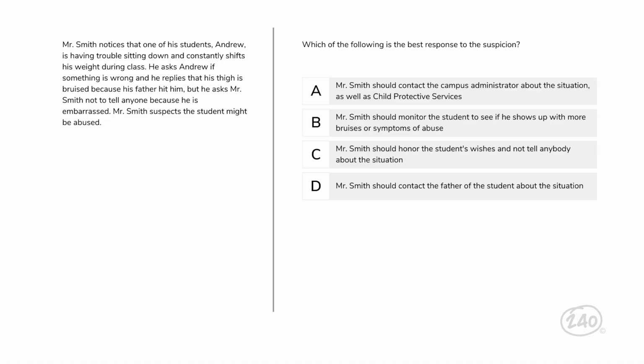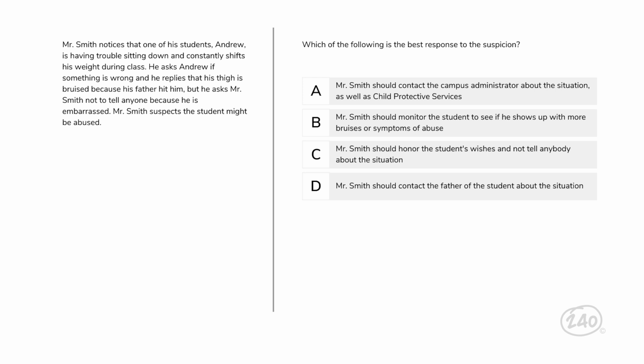Mr. Smith notices that one of his students, Andrew, is having trouble sitting down and constantly shifts his weight during class. He asks Andrew if something is wrong, and Andrew replies that his thigh is bruised because his father hit him, but he asks Mr. Smith not to tell anyone because he is embarrassed. Mr. Smith suspects the student might be abused. Which of the following is the best response to the suspicion?